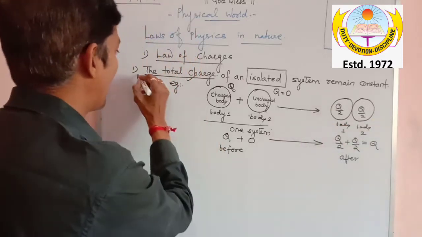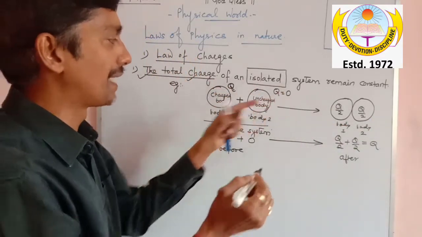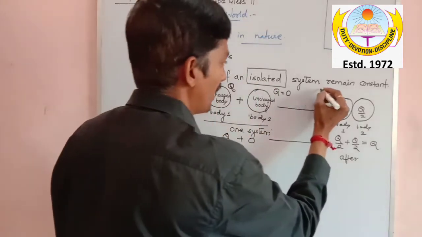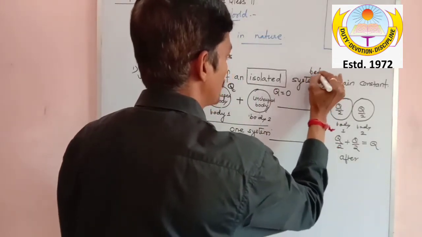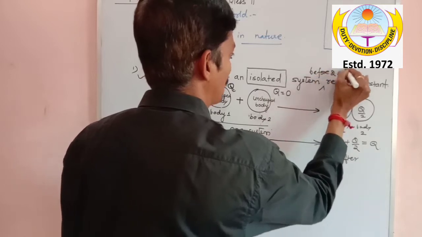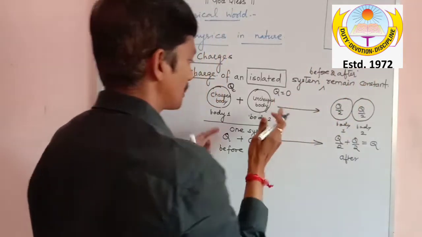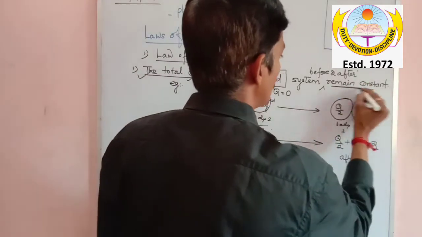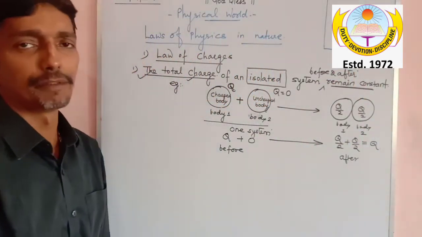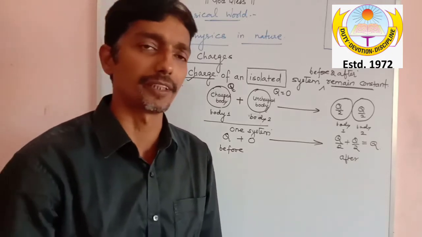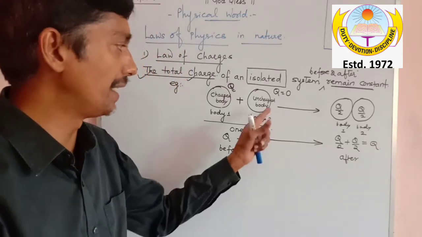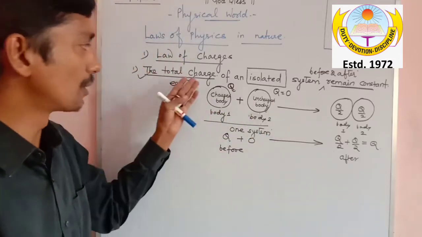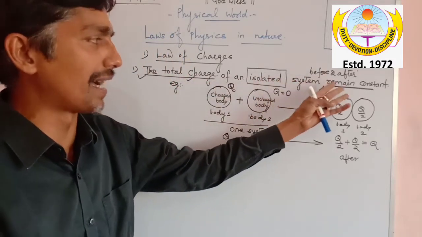And hence they said the total charge of an isolated system, before and after, remains constant. This is before and this is after. Before and after remain constant. So this is a very important concept, my dear. I hope you understood. So the total charge of an isolated system before and after remains constant.